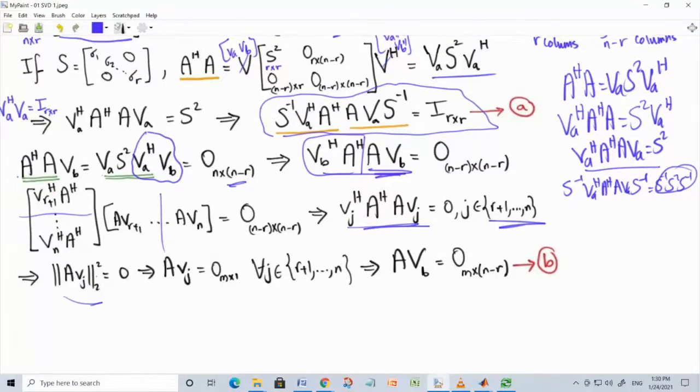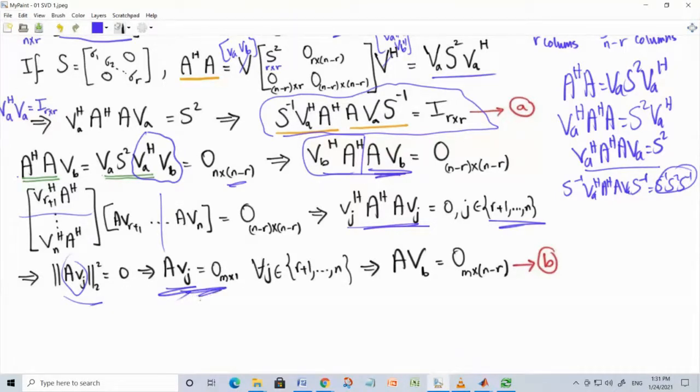We know from the definition of a norm that a vector norm is a norm if and only if several conditions are satisfied. One of them is that if the norm is equal to 0, then we are sure that we are talking about the all zero vector. So if the L2 norm squared of A V_j is equal to 0, it means that this vector is the all zero vector.